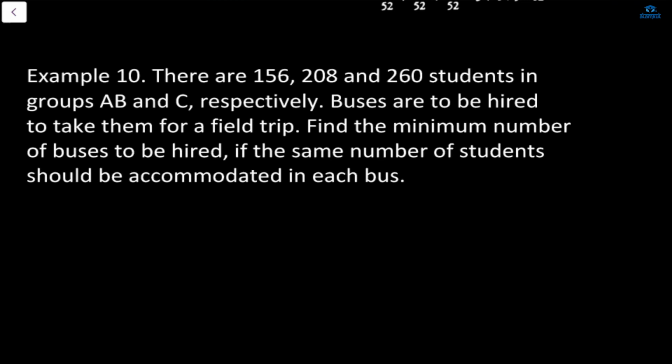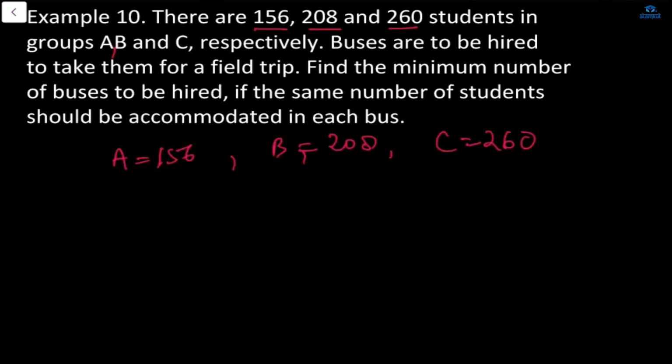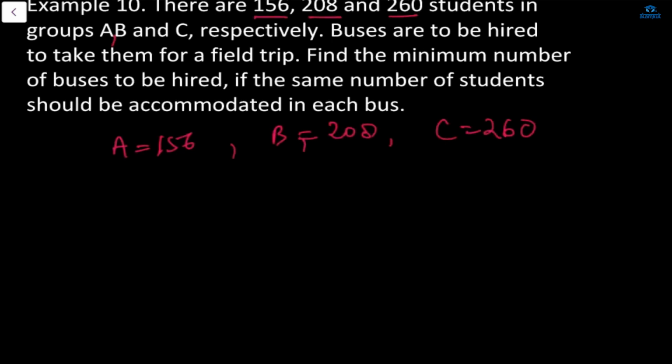So now, what is written there? Students are given, three sets of students. There are 156, 208, and 260 students in groups A, B, and C. Group A has 156 students, group B has 208 students, and group C has 260 students. Buses are to be hired to take them for a field trip. Find the minimum number of buses to be hired, if the same number of students should be accommodated in each bus.